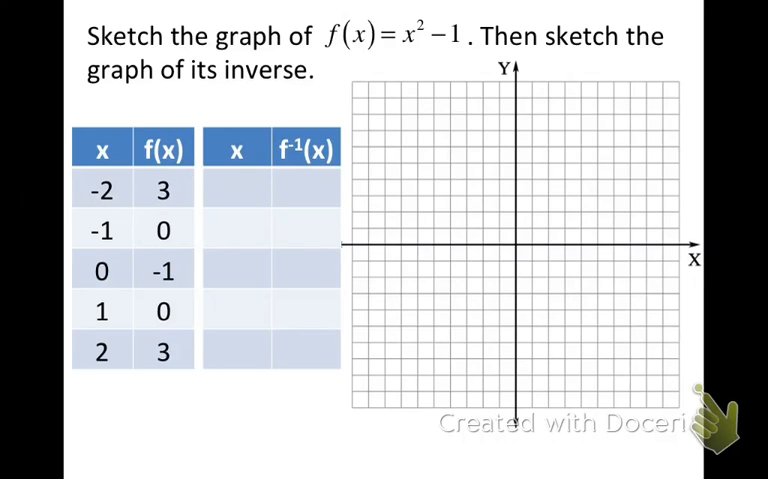And what I'd like to do right now real quickly is just go ahead and plot each of these input and output values and sketch the graph of this quadratic function, which I hope you know is going to give us a parabola. So there's a graph of f of x right there.